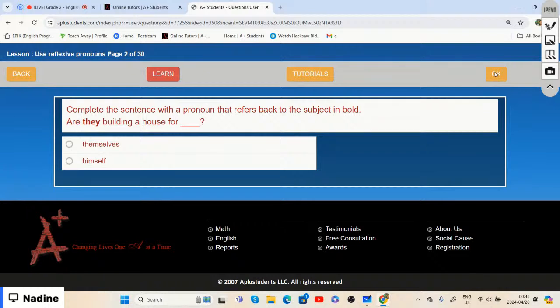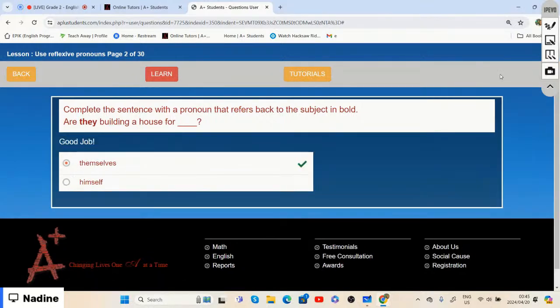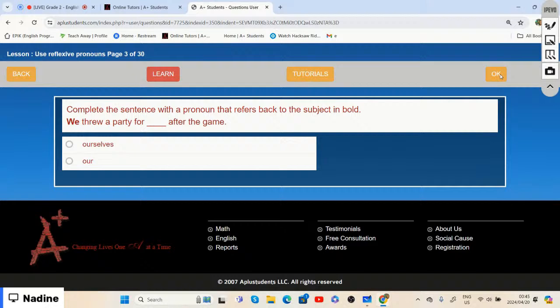All right, and we say, are they building a house for? Do we say themselves or himself? And if we choose the correct option, then we can say yes, it is option 1. Sometimes you shouldn't really be too hesitant about your answer, right? So the first option is correct because the pronoun themselves refers back to they. So well done. Option 1 is correct.